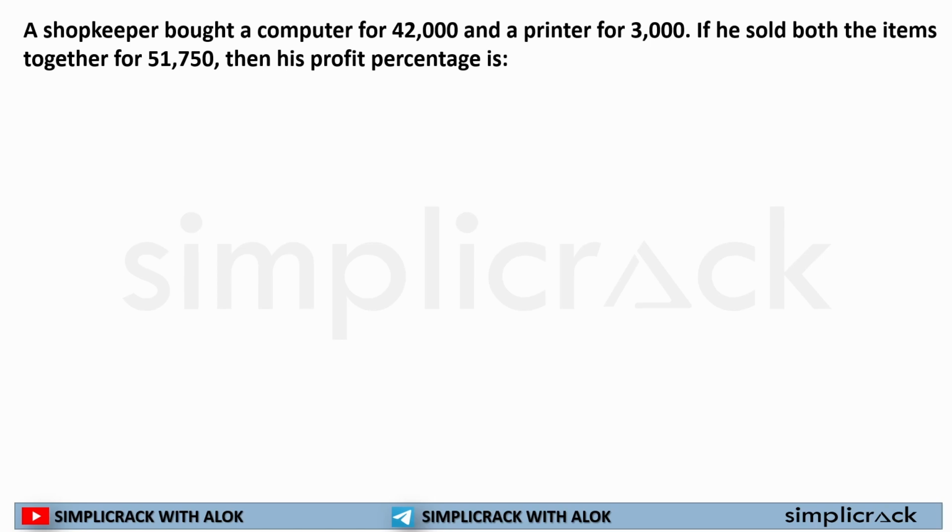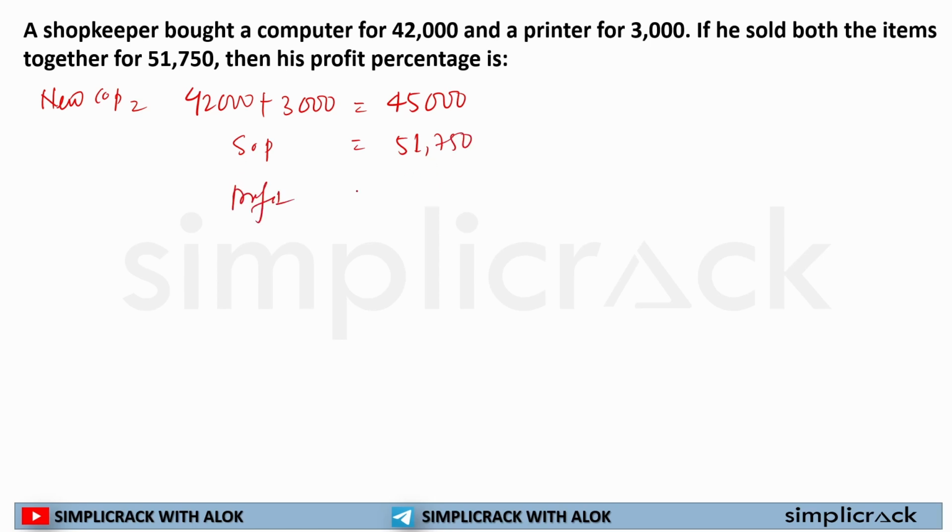this is a question you need to understand. A shopkeeper bought a computer for 42,000 and a printer for 3,000. He sold both the items together at 51,750. So now your new cost price of both things will be 42,000 for computer plus 3,000 for printer. It is 45,000. And your sales price is 51,750. So your profit will be 51,750 minus 45,000 is equal to 6,750.